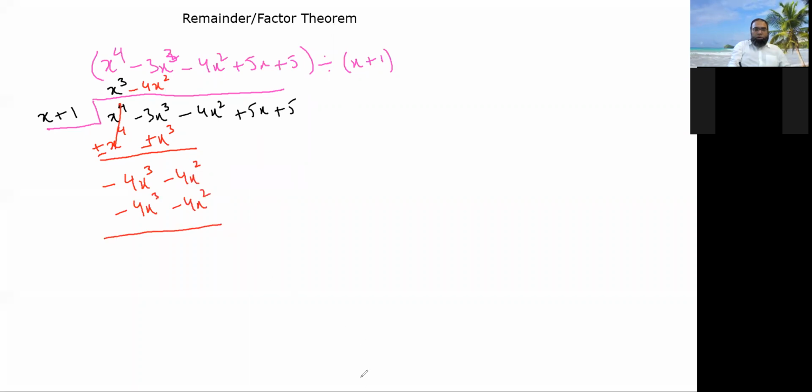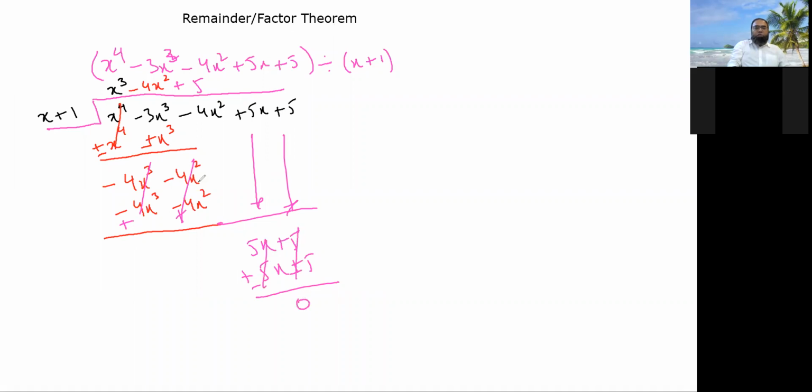So I have to change the signs. So this is plus, plus, they're all cancelled. So we move these down here. So we have 5x plus 5. So this is going to be plus 5 over here. So this is 5x plus 5. And then I change the signs. So you see that after such a long division, we have reached the conclusion, yes, this x plus 1 is a factor of this given polynomial.